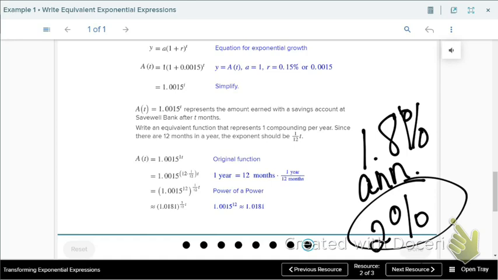So it doesn't matter if you look at both of them monthly or both of them yearly. I'm confusing myself. In Part A, we looked at both of them monthly, and in Part B, we looked at both of them yearly and made our comparison.